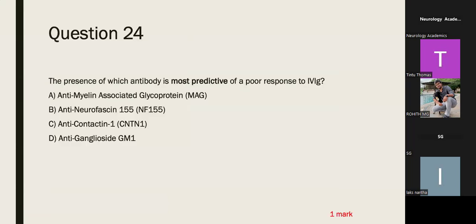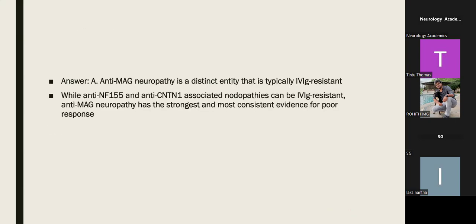The 24th question is, the presence of which antibody is most predictive of a poor response to IVIG? Anti-MAG, anti-neurofascin 155 and anti-contactin all have poor response to IVIG, but the presence of anti-MAG antibody is most predictive of a poor response to IVIG. So the answer will be A, anti-MAG neuropathy.